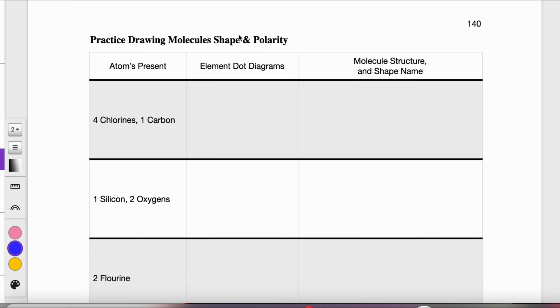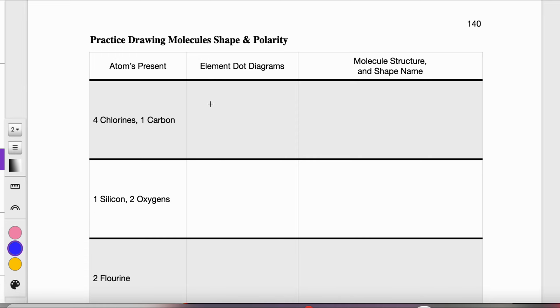Practice drawing the molecules, trying to illustrate the overall molecule shape with all the bonds in there and identify the name of the shape. So the first thing to do is to draw each of the elements that are going to be present in the molecule, their dot diagram.